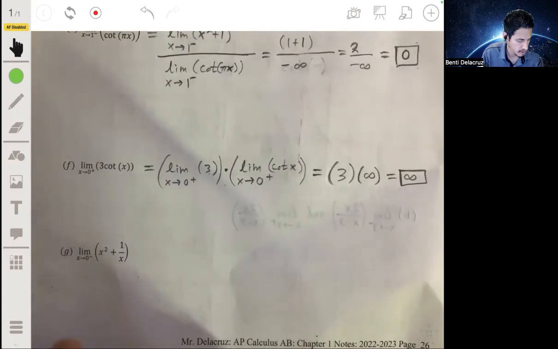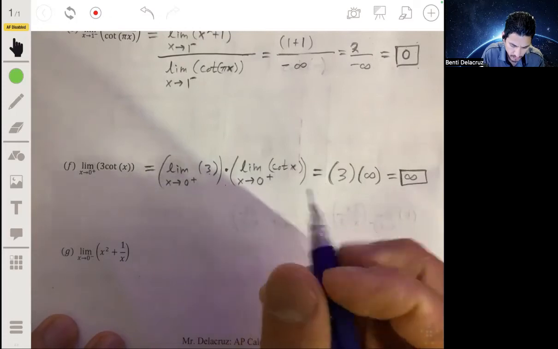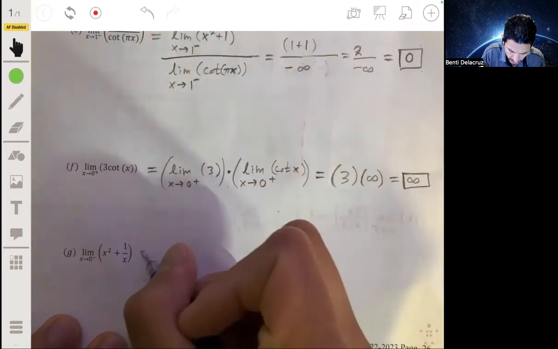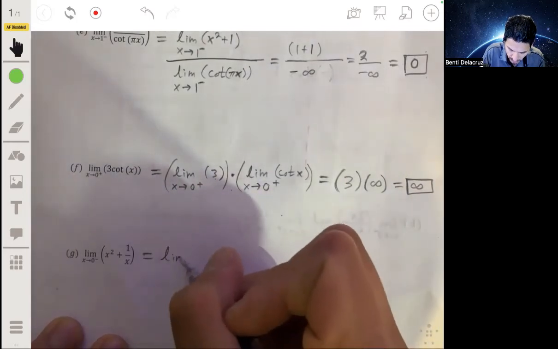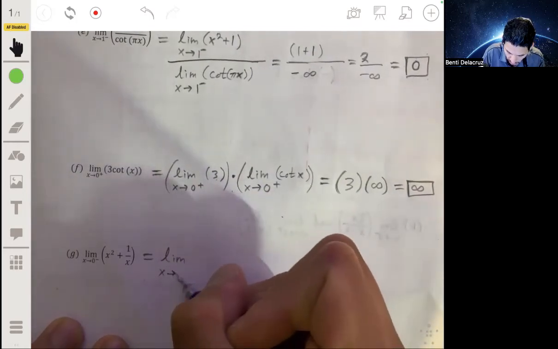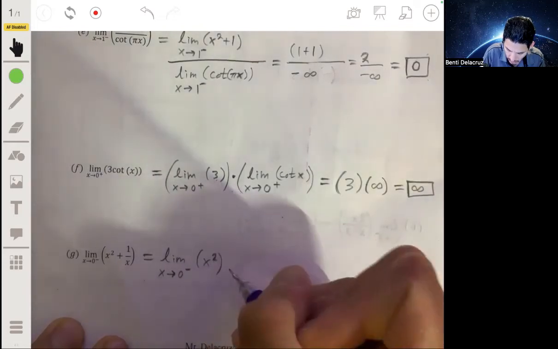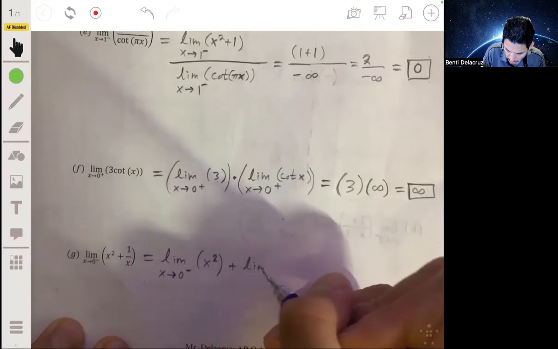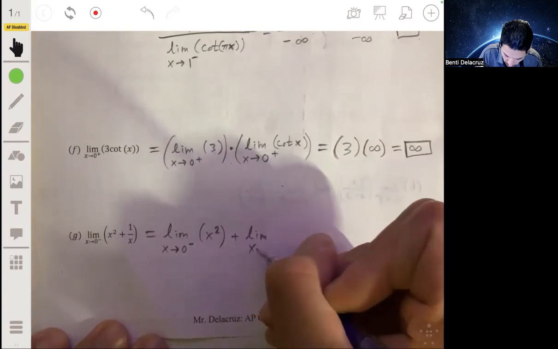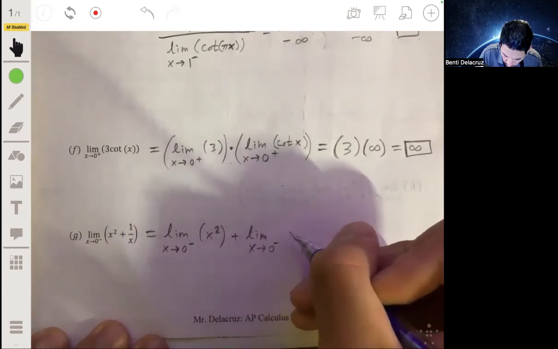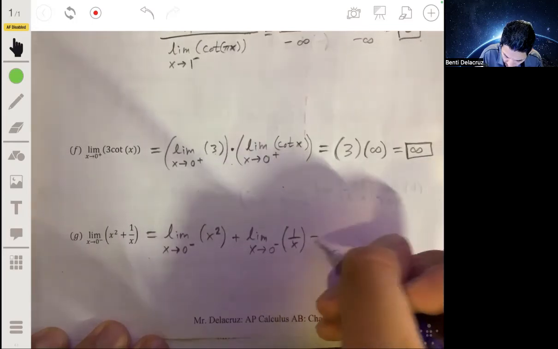All right, and the last one we've got: the limit as x approaches 0 from the negative side of x squared plus 1 over x. And this is another example of the sum property, where we can break this into the limit as x approaches 0 from the negative side of just x squared, plus the limit as x approaches 0 from the negative side of 1 over x. So evaluate those individually and then just add them up.